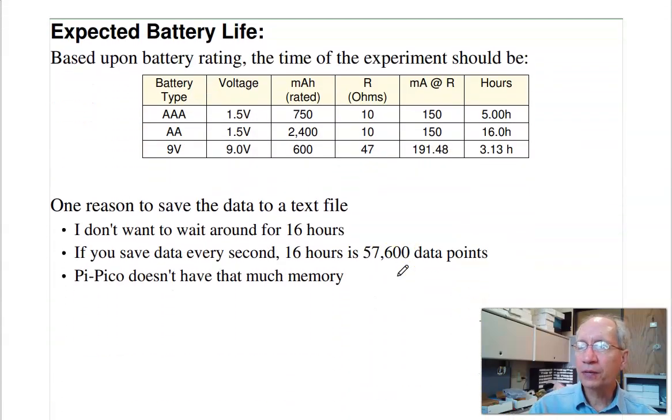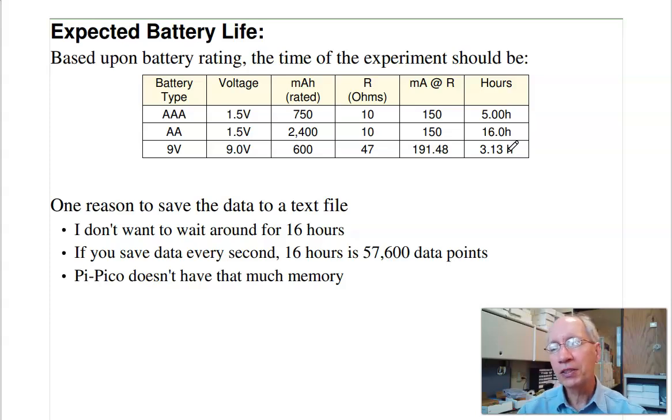In terms of how long I have to run the experiment, I can calculate that. If you look on the battery, it tells you the milliamp hours. What that means is this can supply 1 milliamp for 750 hours, or 750 milliamps for 1 hour. At 1.5 volts, I'm drawing 150 milliamps. It should discharge in 5 hours. The AA battery should discharge in 16, the 9 volt battery in 3 hours. So I'm going to be collecting up to 16 hours of data.